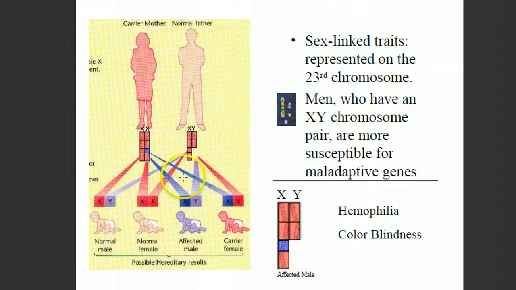And in this scenario, we have a carrier female who gets the chromosome with the afflicted gene from mom, but gets the good X chromosome from dad. Because normal color vision is dominant, the child displays normal color vision, but is a carrier with that bad recessive gene for color blindness.